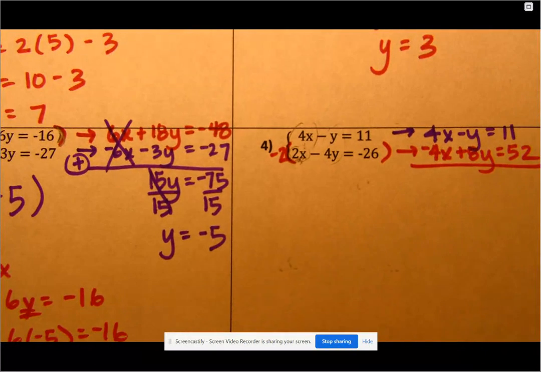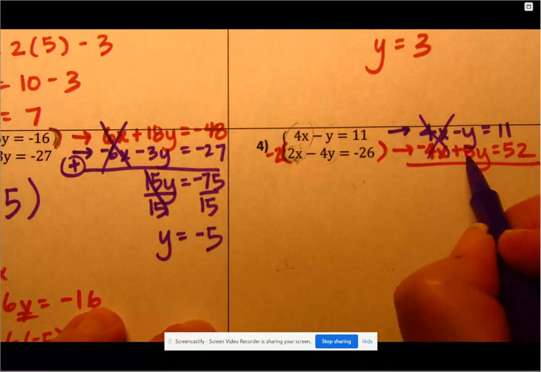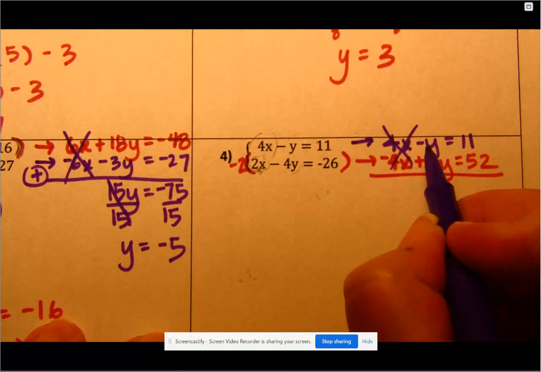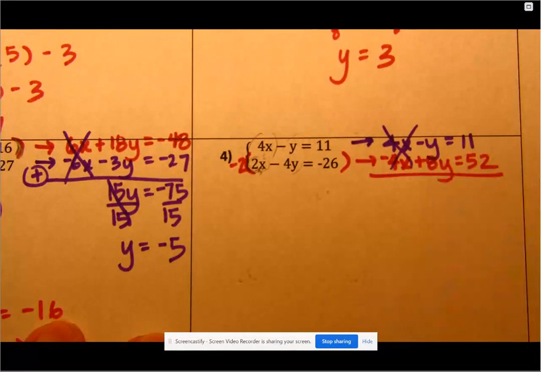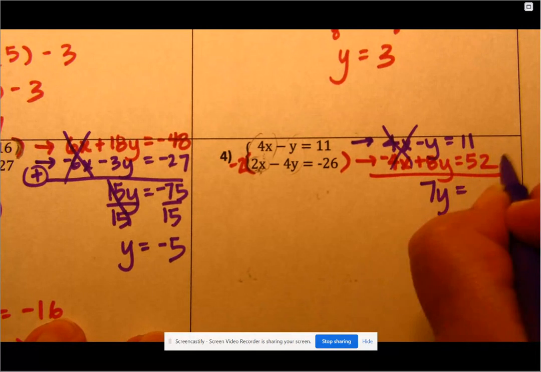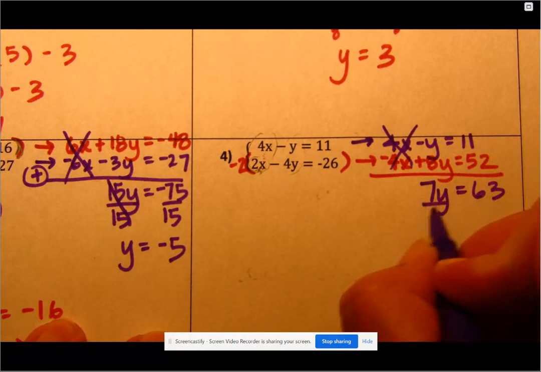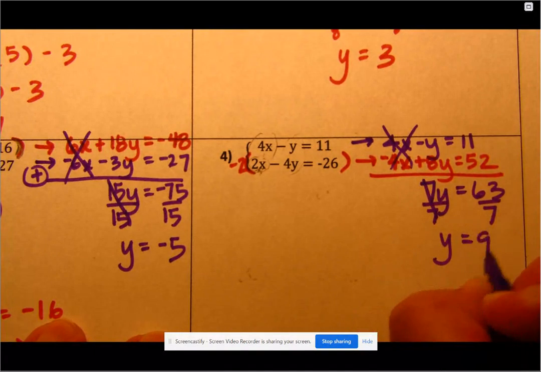Now when you add, those cancel out. A negative 1y with a positive 8y is 7y. And then you're adding here. 11 plus 52 is 63. Now we can easily solve for y. y is 9.